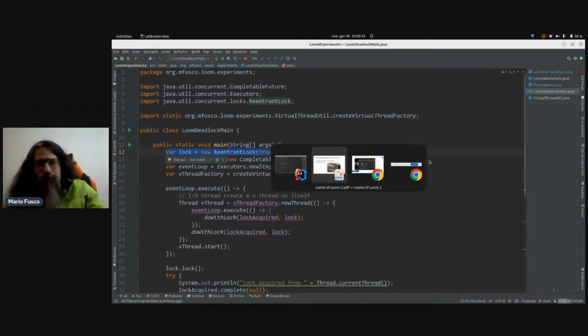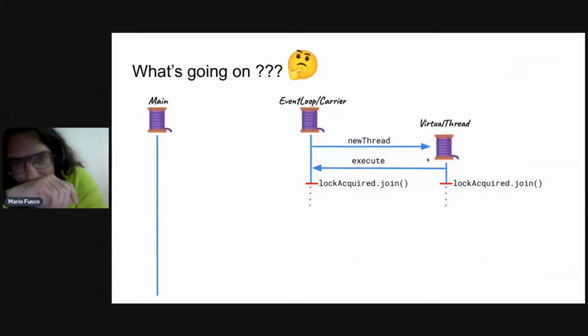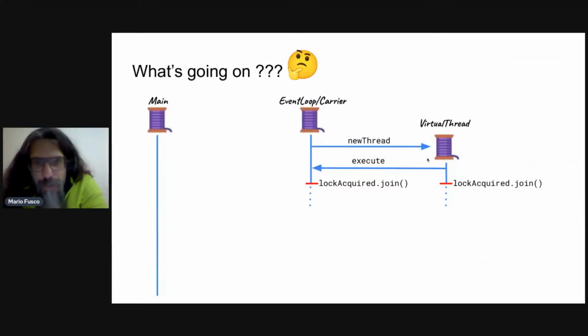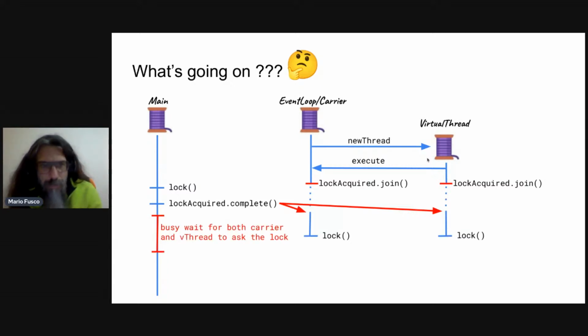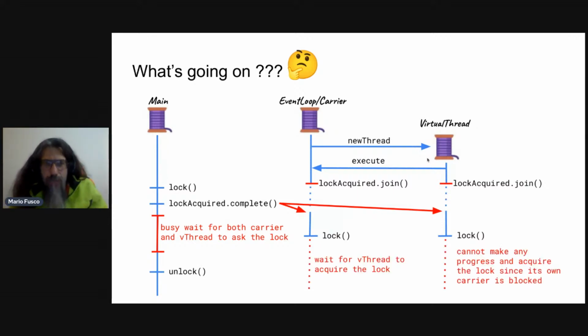I tried to explain what's happening here. The problem is that now you have the carrier and the virtual thread trying to acquire the lock. The main does a busy waiting for both the carrier and the virtual thread to try to acquire the lock. But at that point, when the main unlocks the lock, none of the two other threads can take it. The virtual thread cannot take it because its carrier cannot make any progress either, because it is locked on the same lock on which the virtual thread is trying to make progress.